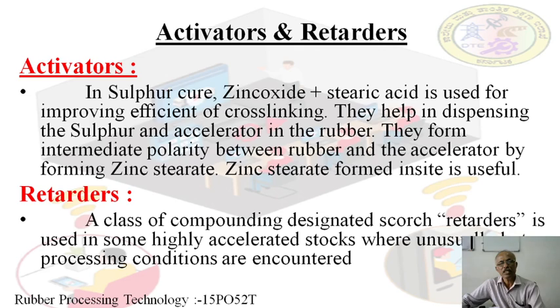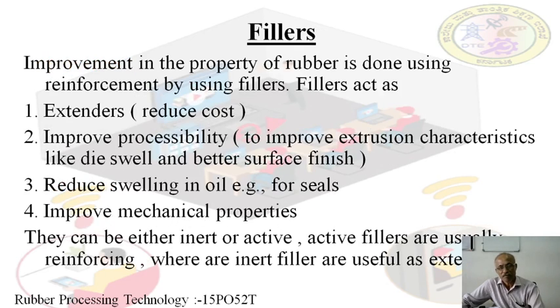So here, zinc oxide, this activated zinc oxide activator is widely used in the tire industry. The main use of this is heat stability of a tire, and it will protect the tire from ultraviolet radiations. Next, retarders. Retarder means a class of compounding ingredients, scorch retarders, used in some highly accelerated stocks where unusually hot processing conditions are encountered.